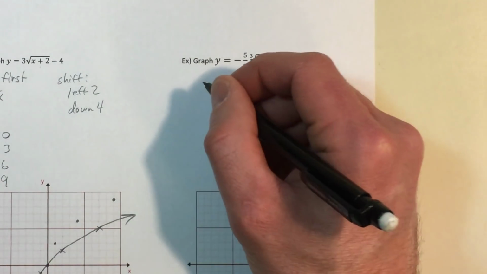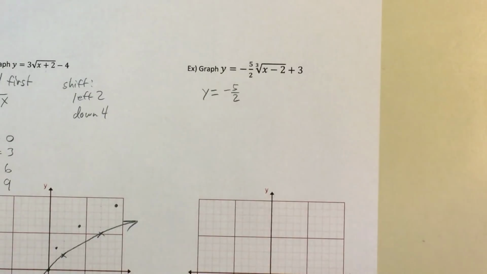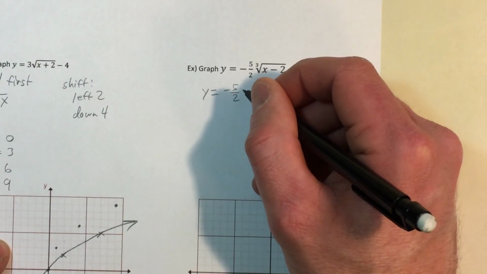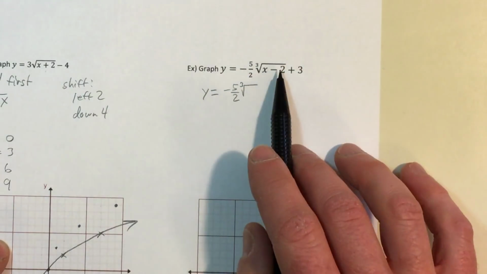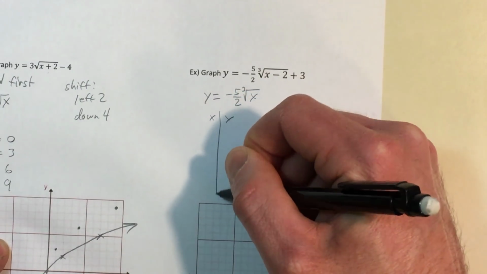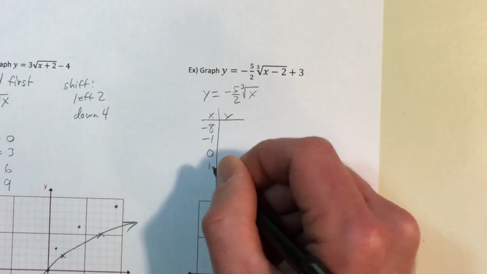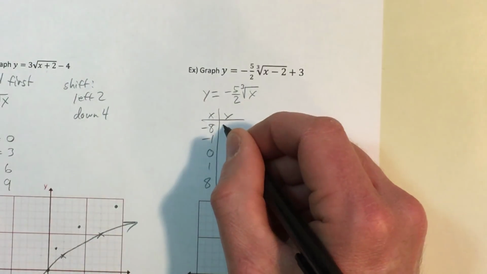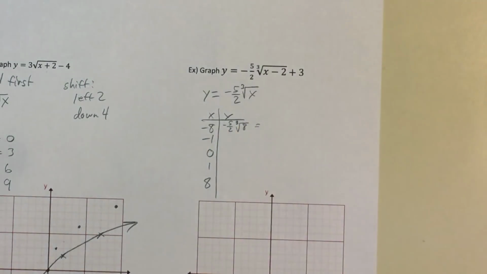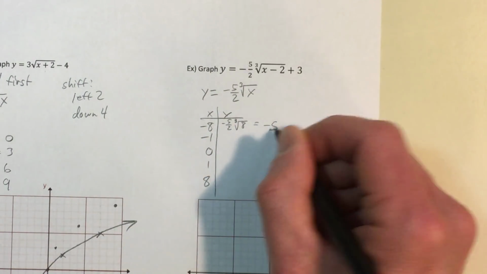All right, so I'm going to do the non-shifted version first. The -5/2 is not a shift. It's going to be a reflection and a stretch because it's bigger than 1. But we're going to incorporate that. What we're going to ignore is the -2 and the 3. Because it's a cube root, we'll use -8, -1, 0, 1, and 8. -5/2 times the cube root of 8. Well, the cube root of 8 is going to be a 2. The 2's will divide out, and we'll get a -5.